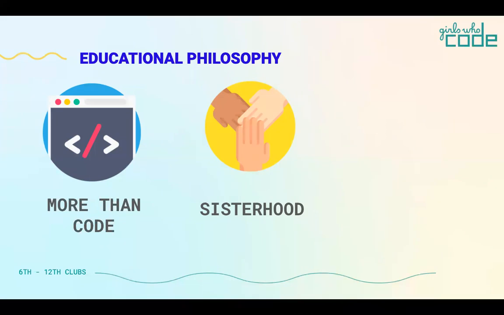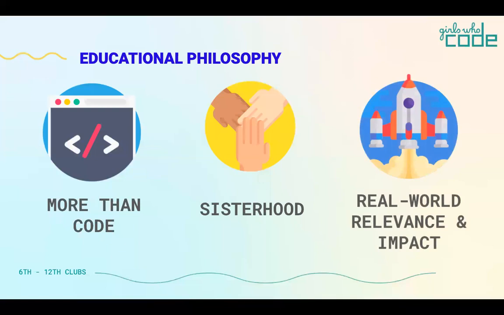The second pillar is sisterhood. We want to show girls that they belong by showing them role models of women in tech who are doing inspiring and cool things and learning in a supportive environment like a school, library, or community space. Girls learn and grow together and ultimately stick with coding in the future.